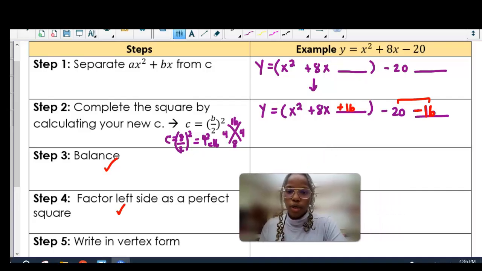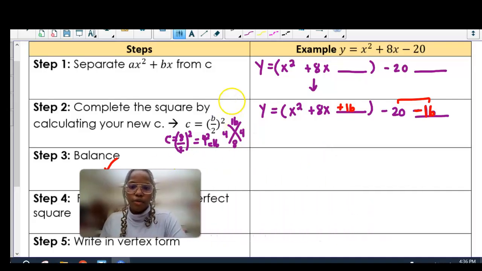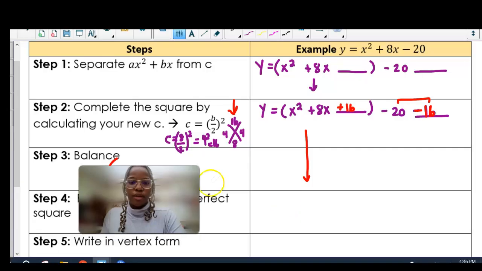All right, so we have balance, that's step 3, and then step 4 is to factor out the perfect square. And the biggest thing is here we already factored it out. So what two numbers multiply to 16 but add up to 8? And that's going to be x plus 4. So I can just put the arrow there.